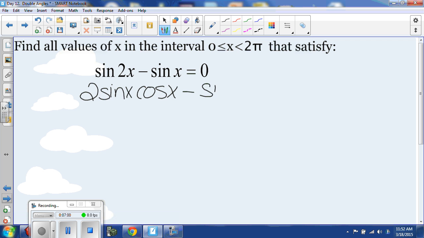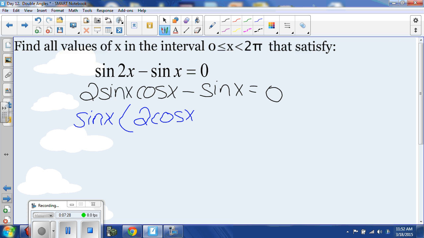Rewrite the rest of my equation. And do we have a linear equation or a quadratic equation? Looks linear. It is linear because all the powers are 1. Good. What would you like to do next? Factor out the sine. Perfect. Let's factor out a sine x. What does that leave us with? 2 cosine x minus 1.